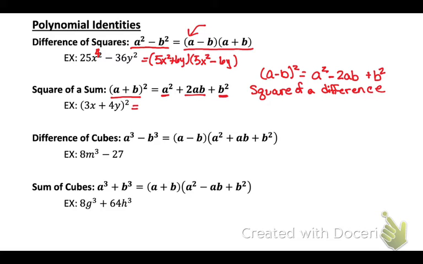So the rule says to square the first term and square the last term, yes? Correct? So 3x squared is what? All right, 3x squared is 9x squared. Plus back here, 4y squared is 16y squared.